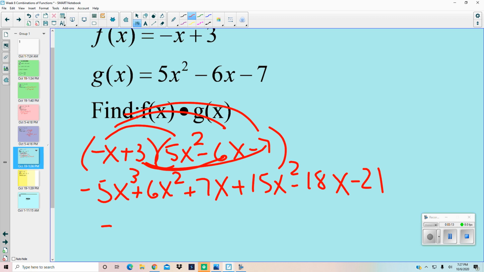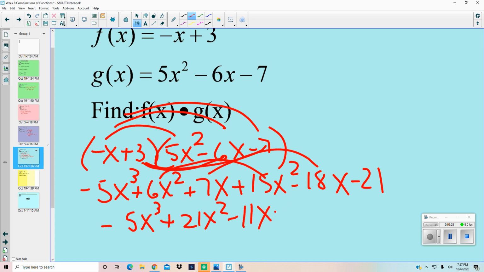So negative 5x cubed is the highest power of the variable, so you write that first. Then I'm going to put the 6 and the 15 together, keeping the same variable, same power. The 7 and the negative 18, and then negative 21 is the only constant.